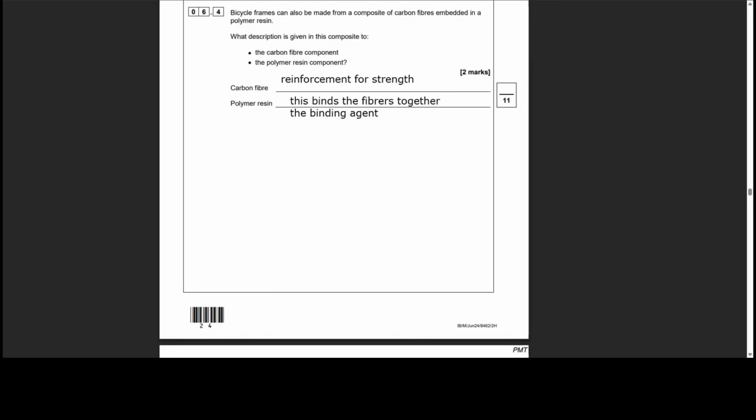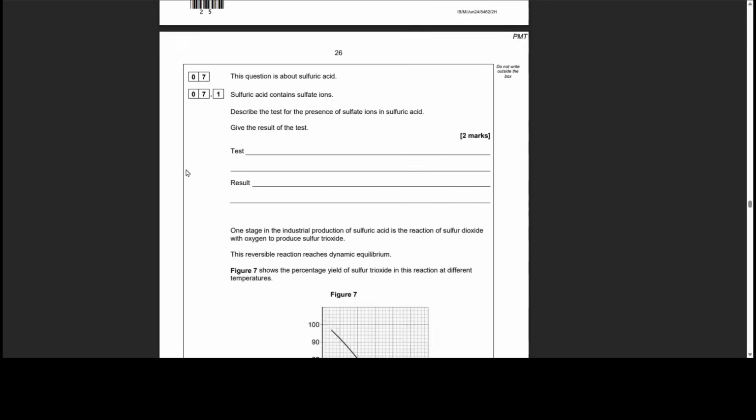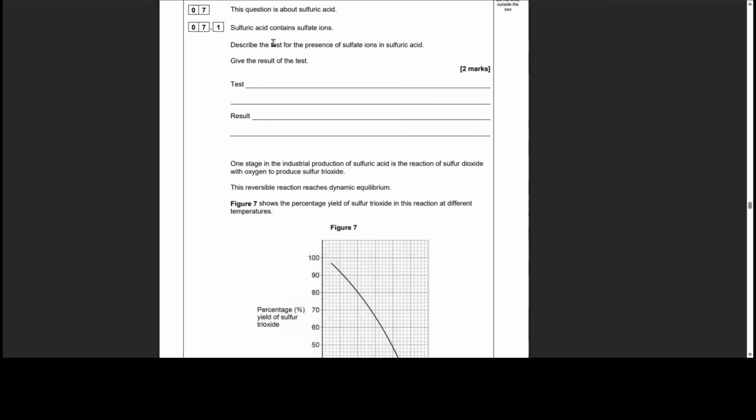Right, we're moving on to question 7. This question is about sulfuric acid. Sulfuric acid contains sulfate ions. Describe the test for the presence of sulfate ions in sulfuric acid. Give the result of the test. So you can pause the video and have a go. Here's what you're going to do. First of all, you're going to add hydrochloric acid, then barium chloride.